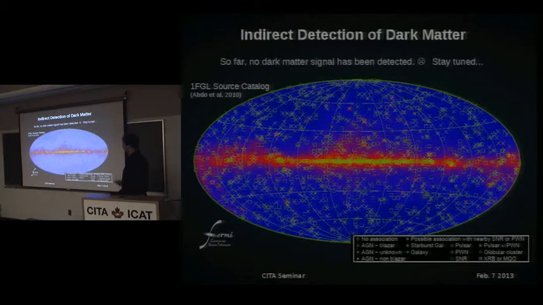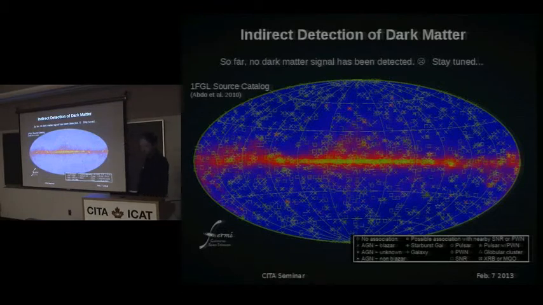So at the moment, there haven't been any plausible or believable detections of dark matter annihilation in the gamma ray sky. A little bit disappointing, but that just means the dark matter wasn't sufficiently low mass or didn't have a sufficiently high annihilation cross section to have led to a detectable signal so far.